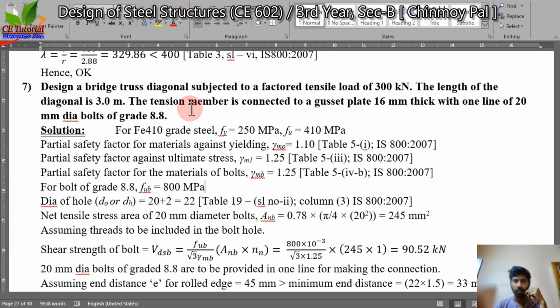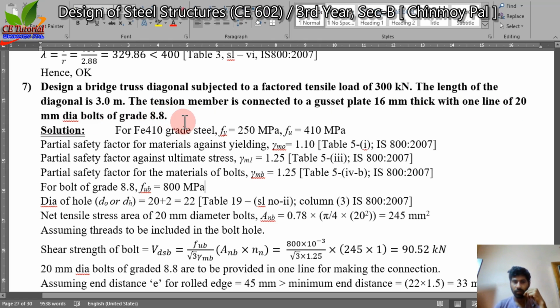My dear students, today we shall start another problem of tension member design. The problem is: design a bridge truss diagonal subjected to a factored tensile load of 300 kN. The length of the diagonal is 3 meter. The tension member is connected to a gusset plate 16 mm thick with one line of 20 mm dia bolts of grade 8.8.